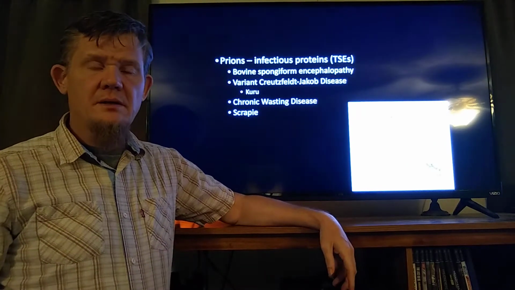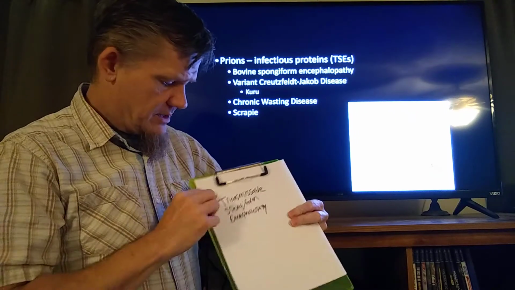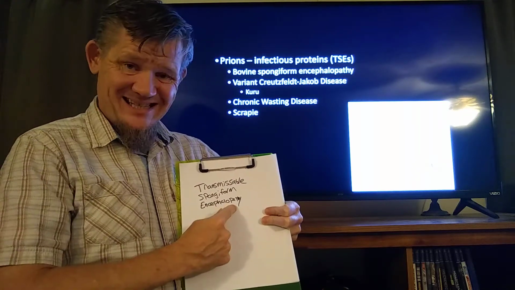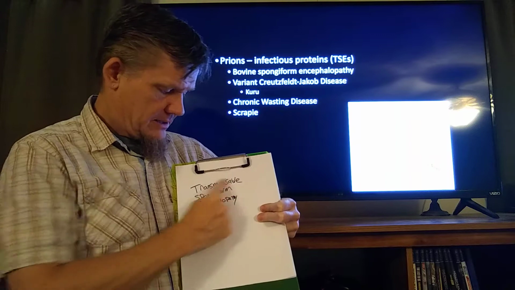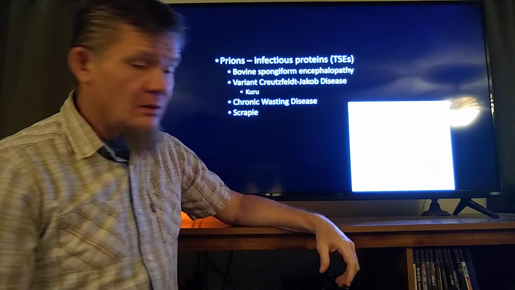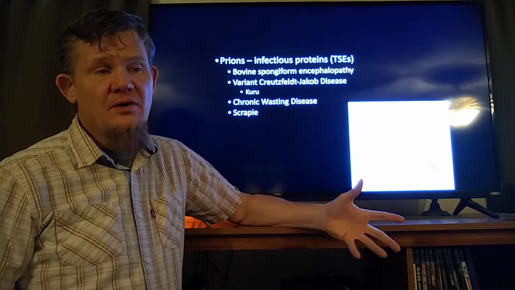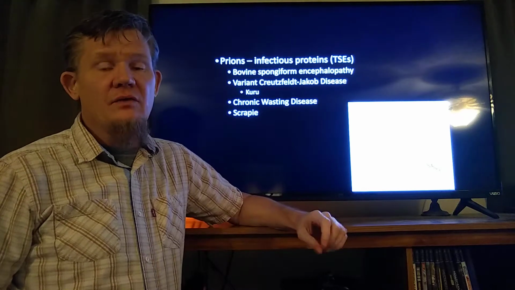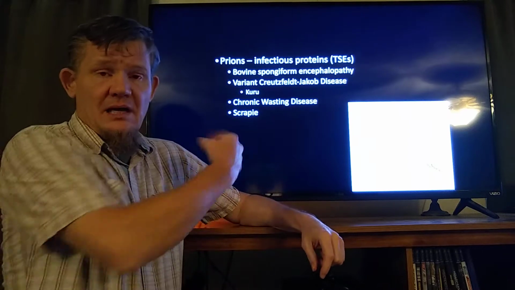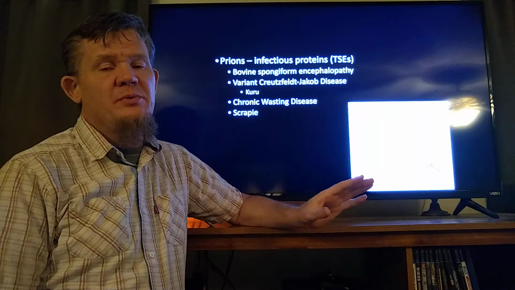So we just got done talking about what a TSE is. TSEs are transmissible spongiform encephalopathies. Brain disease that can be caught where the brain is like a sponge. The one TSE that you've heard of is bovine spongiform encephalopathy, though you've not heard it called that. You've heard it called mad cow disease. Bovine means cow. So mad cow disease is the TSE that most people have heard about.